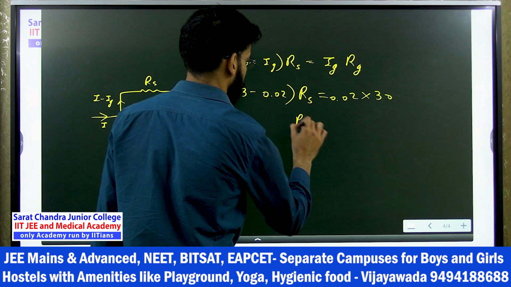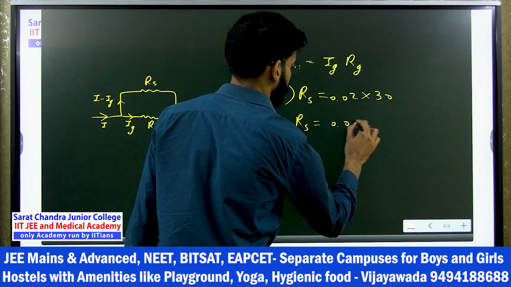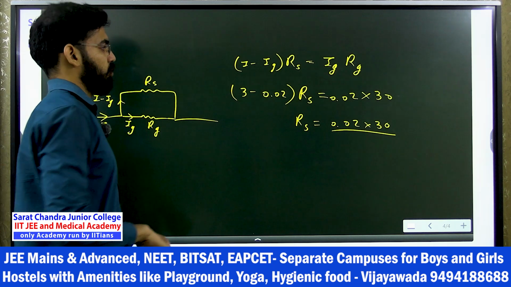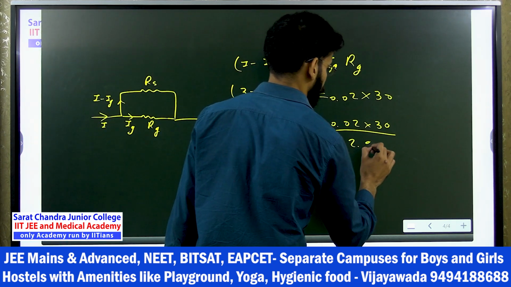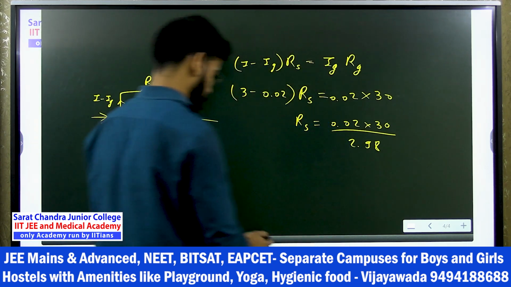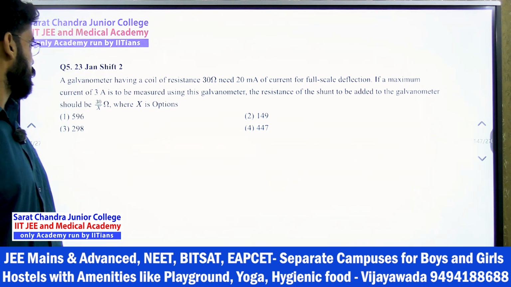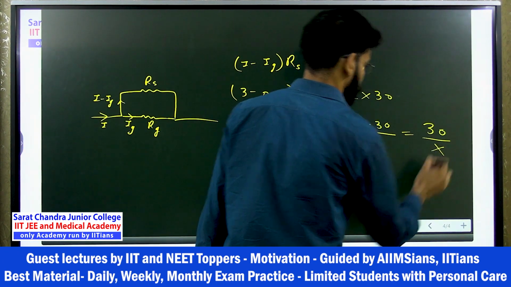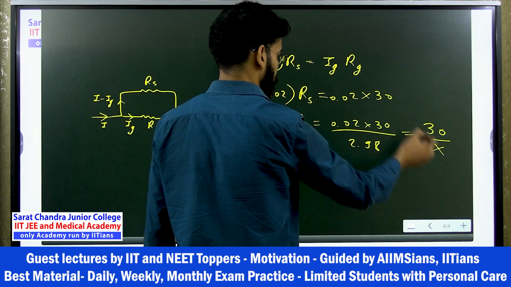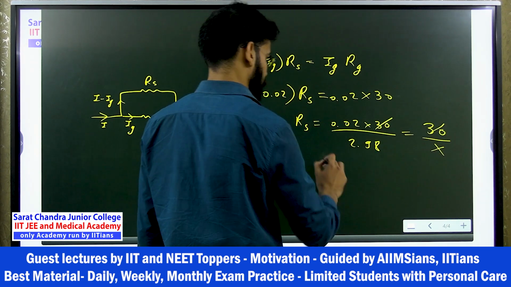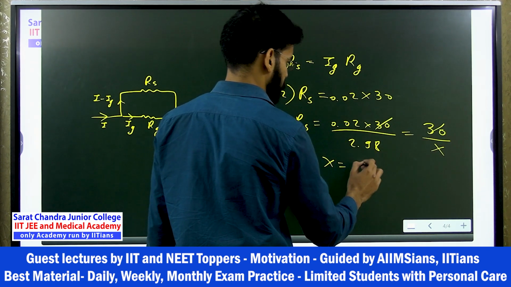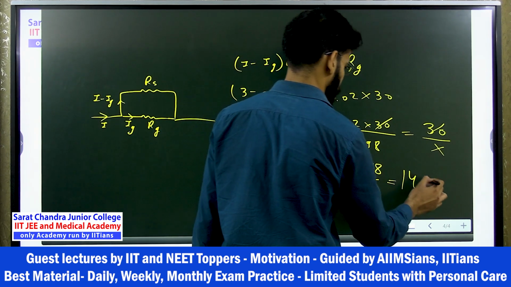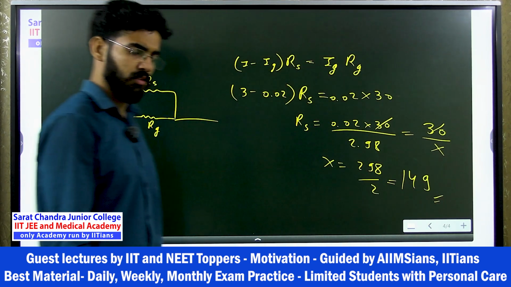So from here RS, if we calculate, how much is coming? 0.02 into 30 divided by 2.98. Now this RS he is saying is equal to 30 by x. To find out the x, so 30 gets cancelled out, and we have x is equal to, you can remove the point, 298 by 2. So this is 149. X is equal to 149.